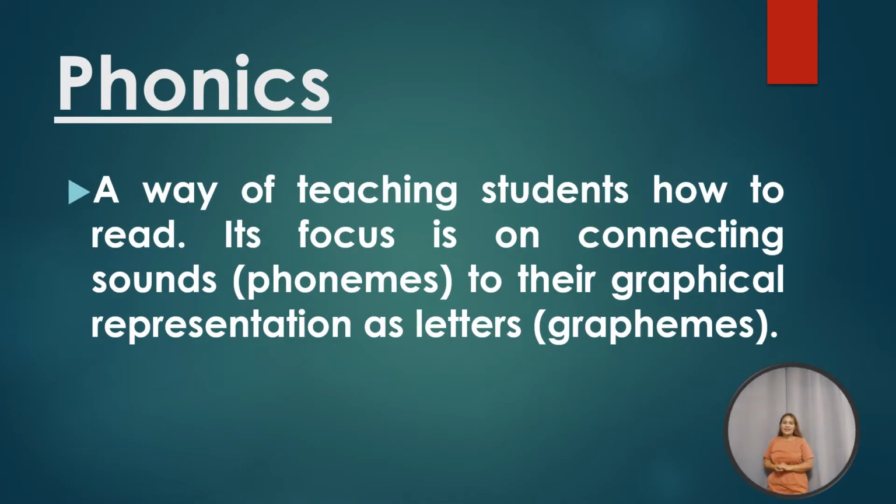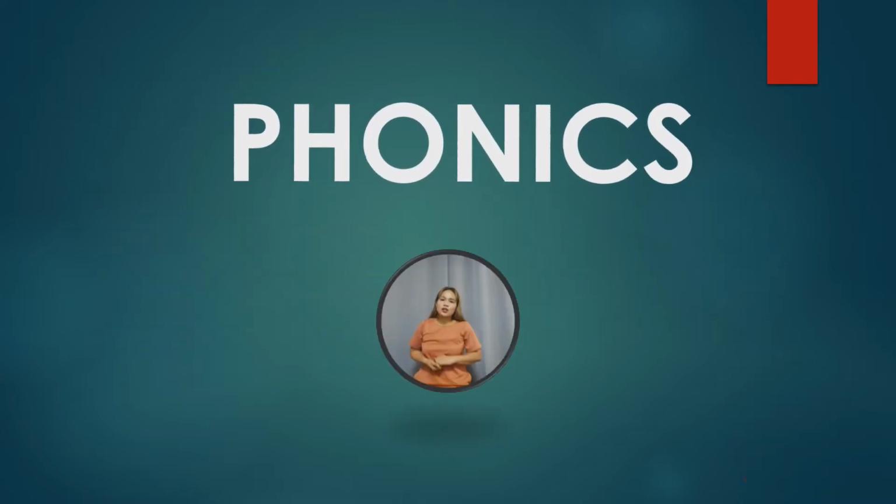When we say phonics, it is a way of teaching students how to read. Its focus is on connecting sounds, or what we call phonemes, to their graphical representation as letters or graphemes. Children need to learn all 44 phonemes and graphemes in the English language so they can decipher language and therefore read. Phonics is one of the 5 essential elements of learning to read, alongside phonemic awareness, vocabulary, fluency, and comprehension. It is the dominant method of teaching reading around the world.